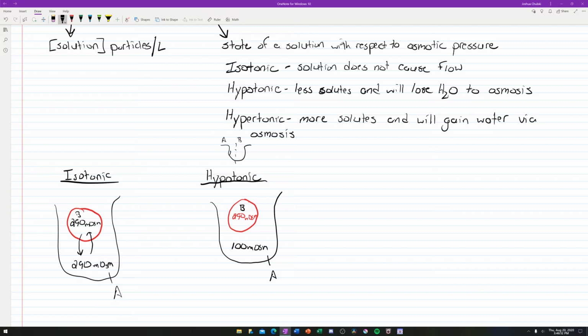You can draw 100, and then you can draw 290, and then you can say which way the water has to flow, which one has more stuff dissolved in it, and which one has less pressure. So A has less stuff dissolved in it, so it has a higher pressure. So we're going to move from A to B. That means the water is going to move into the cell.